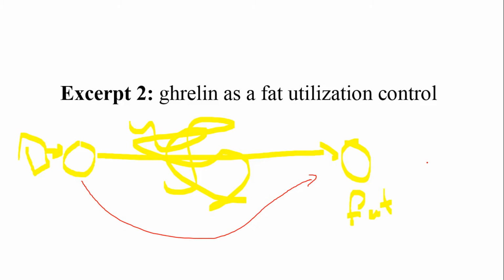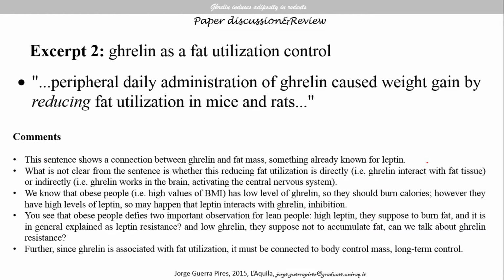It's important because fat utilization will tell you if you are too fat or too lean or too thin. Maybe if you have some kind of ghrelin anomaly, such as in the production of ghrelin, or ghrelin resistance, which I haven't found a paper about yet, but since there can be leptin resistance, maybe ghrelin can have the same problem. And insulin resistance has been a known concept for a long time. So in this experiment, they have shown that the administration of ghrelin causes weight gain by reducing fat utilization.